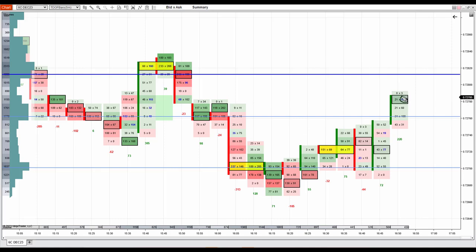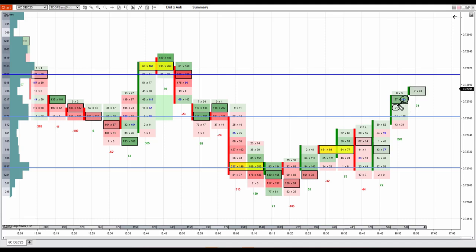We have buying imbalance. This is telling us that buyers are in control. They are stronger than sellers, and chances are that the price will go up. That's what the blue number says. That's buying imbalance. By default, it's when this number is 3 or more times bigger than this number.